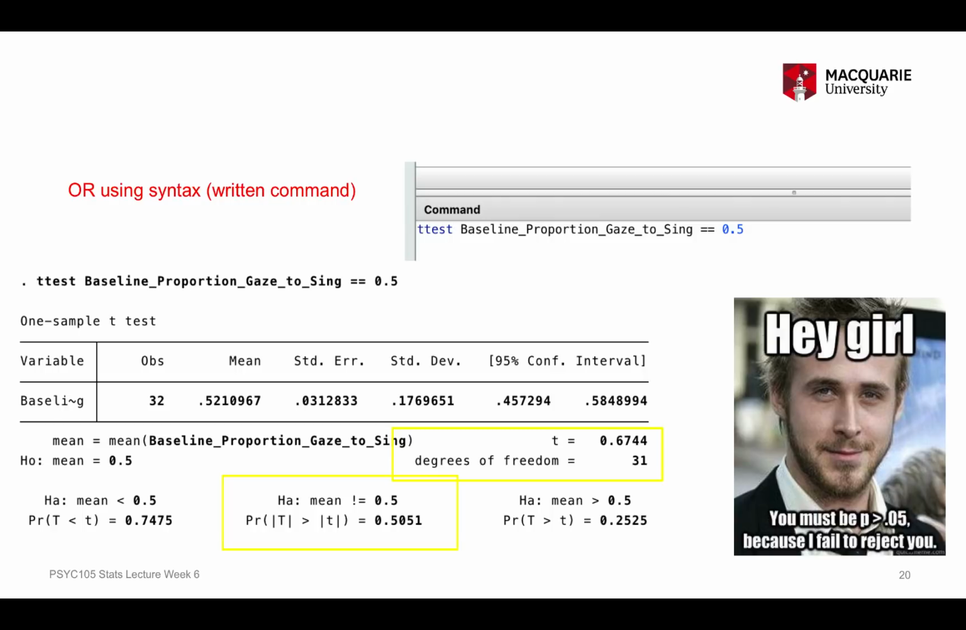Our p-value is bigger than 0.05, so we fail to reject the null hypothesis, just like Ryan Gosling's saying on the right-hand side here. We fail to reject the null hypothesis, and therefore we can conclude that the proportion of time that the infant spent looking between the two adults is not significantly different, that it's a relatively even amount of time that they spent looking between the two adults.